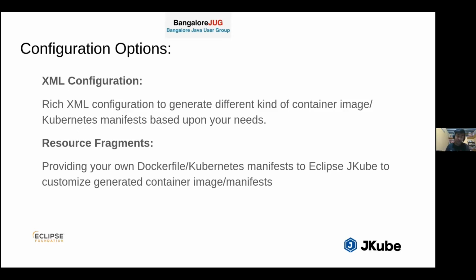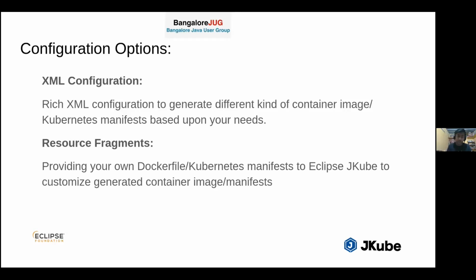You can configure the plugin through the XML configuration. You can provide an XML configuration just like any other Maven plugin, to specify what kind of image you want to generate, what additional files you want to add to your image, things like that. And you can also edit what kind of Kubernetes manifest you want to generate, and if you want to tweak certain things in the manifest, I mean certain advanced level configurations. So we have the XML configuration, and we have the resource fragment configuration as well.